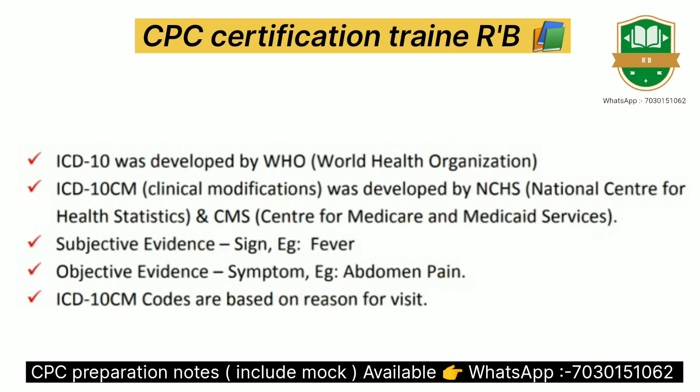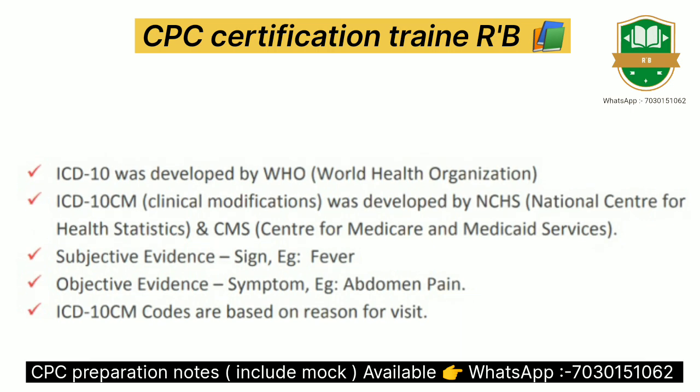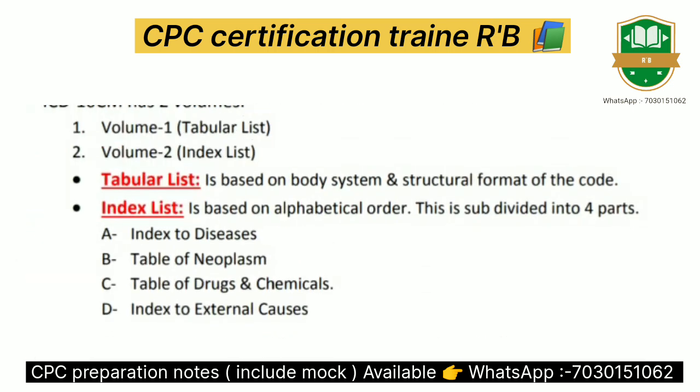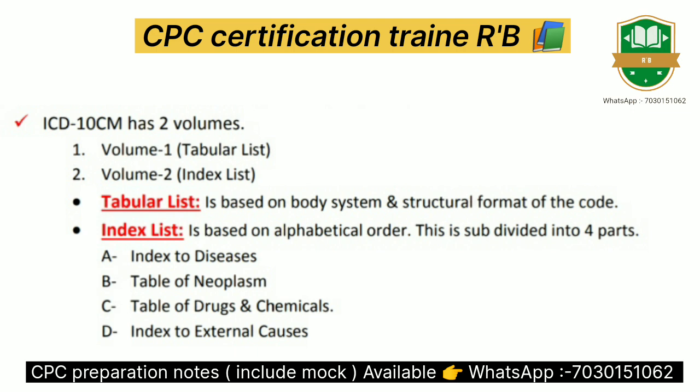Okay, then start. Subjective evidence means symptoms, and objective evidence means signs. Then next, ICD has two volumes: first the tabular list, second the index list. The tabular list is based on body system and structure, and the index list is based on four categories.